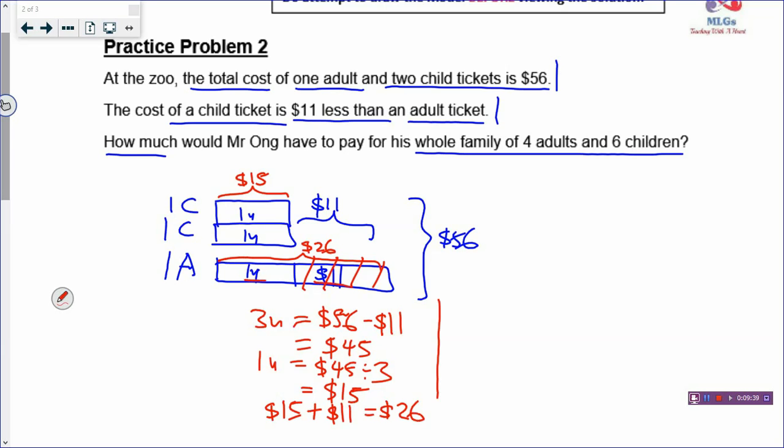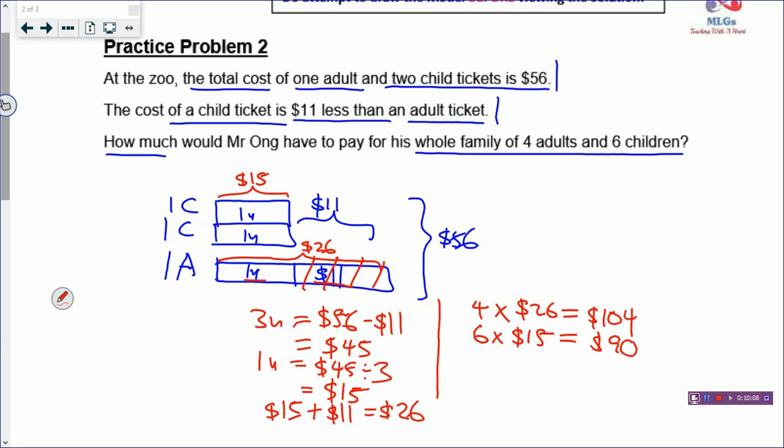All right, with these numbers, you can find the answer. So how much would Mr. Ong have to pay for 4 adults? So you just take 4 times how much is one adult, which is 26. So you do your working, and you will get $104, which is 4 adults. And there are 6 children. So you just take 6 times 15 each, and you will get 90.